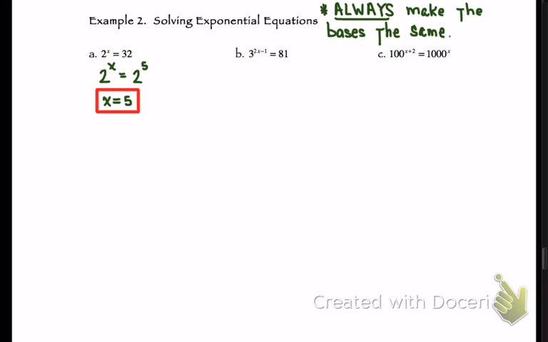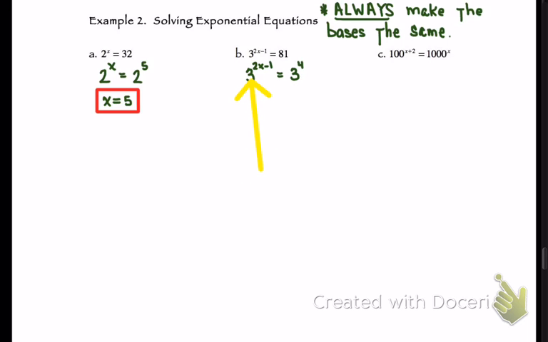Letter B. So I'm thinking I got a base of 3 and I got an 81. So what I'm going to try to do is make this 81 somehow into a base of 3. So I'm thinking 3 to what power? Is there 3 to something that's 81? Well, I know that 3 to the 4th power is 81, so voila, look at what I just did.